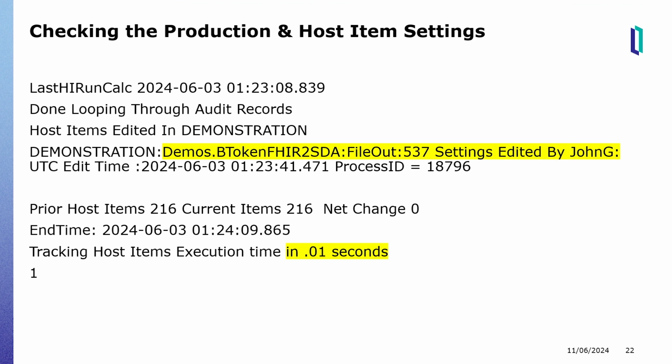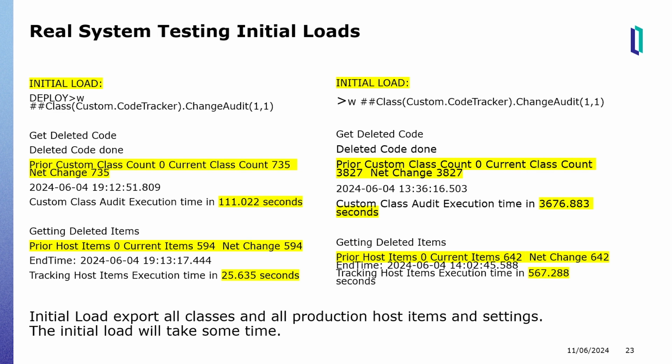So this is an example of settings being edited, what that looks like. This was the initial load for one system that's right next to me. It took 111 seconds to get 735 classes exported into the globals and 594 host items, right? A much larger system had roughly 4,000 classes, and it took like 25 minutes. This is the initial load. So think about it, it's taking every class in the system and every setting and saving it into globals, right? For a historic value.